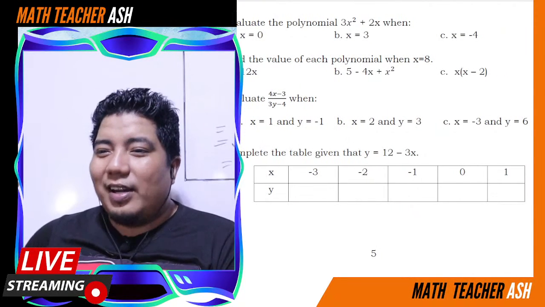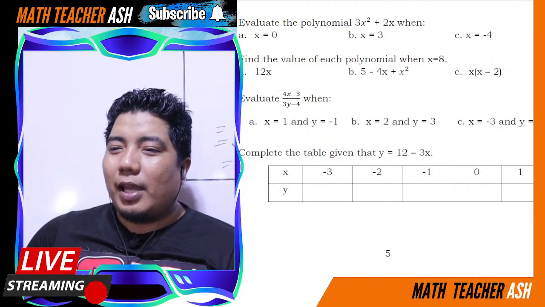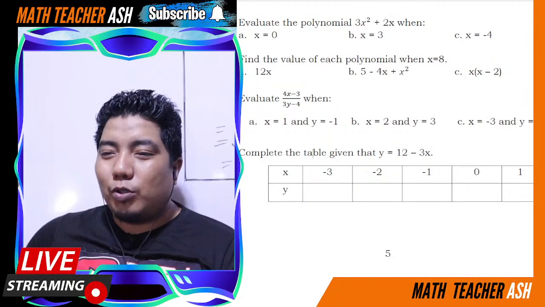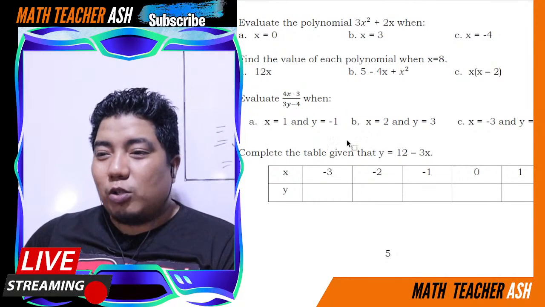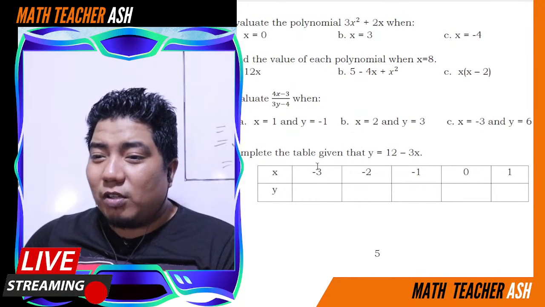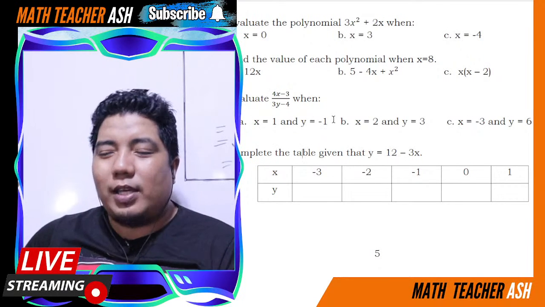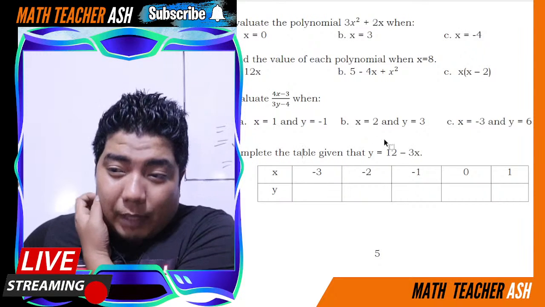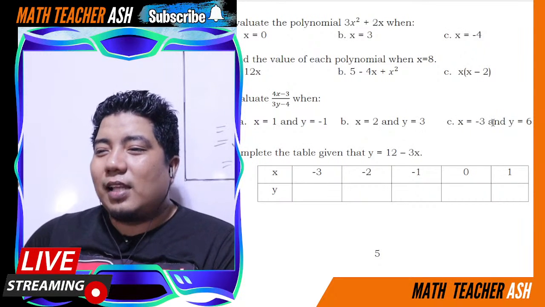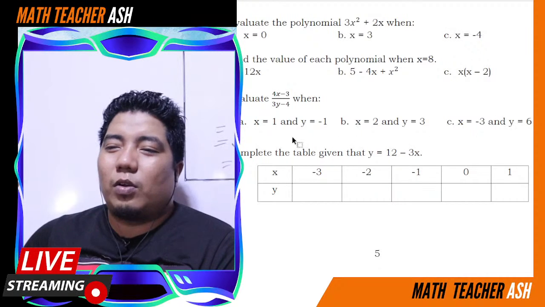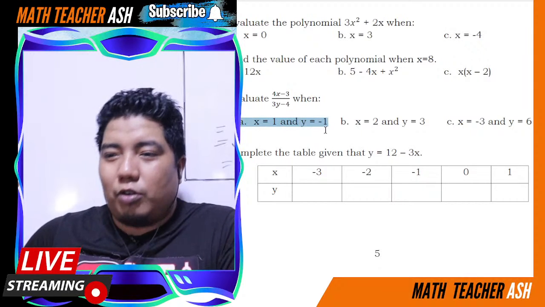We have here, evaluate 4x minus 3 over 3y minus 4. Okay, how do you solve this one? When you're A, okay, so tatlong beses ka pa rin magsusolve nito. So, you're in A, x is 1, si y is negative 1. In B, x is 2, y is 3. In C, x is negative 3 when your y is 6. Okay, so first, para hindi kayo malito, my dear math learners, solve nyo muna ito. Okay?